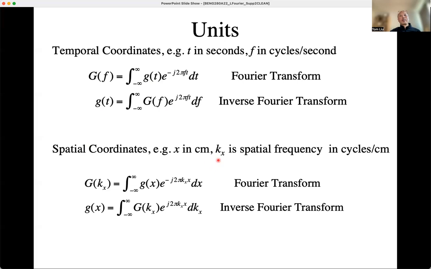So in our notes, we will use k sub x to represent spatial frequency. The book uses u and v, but we will stick with kx and ky for spatial frequencies. So anything that's in space will be in units of millimeters or centimeters. And then k sub x will just be how many cycles of the sinusoid or cosine there are per millimeter or centimeter or meter, depending on what spatial scale you want to be at.